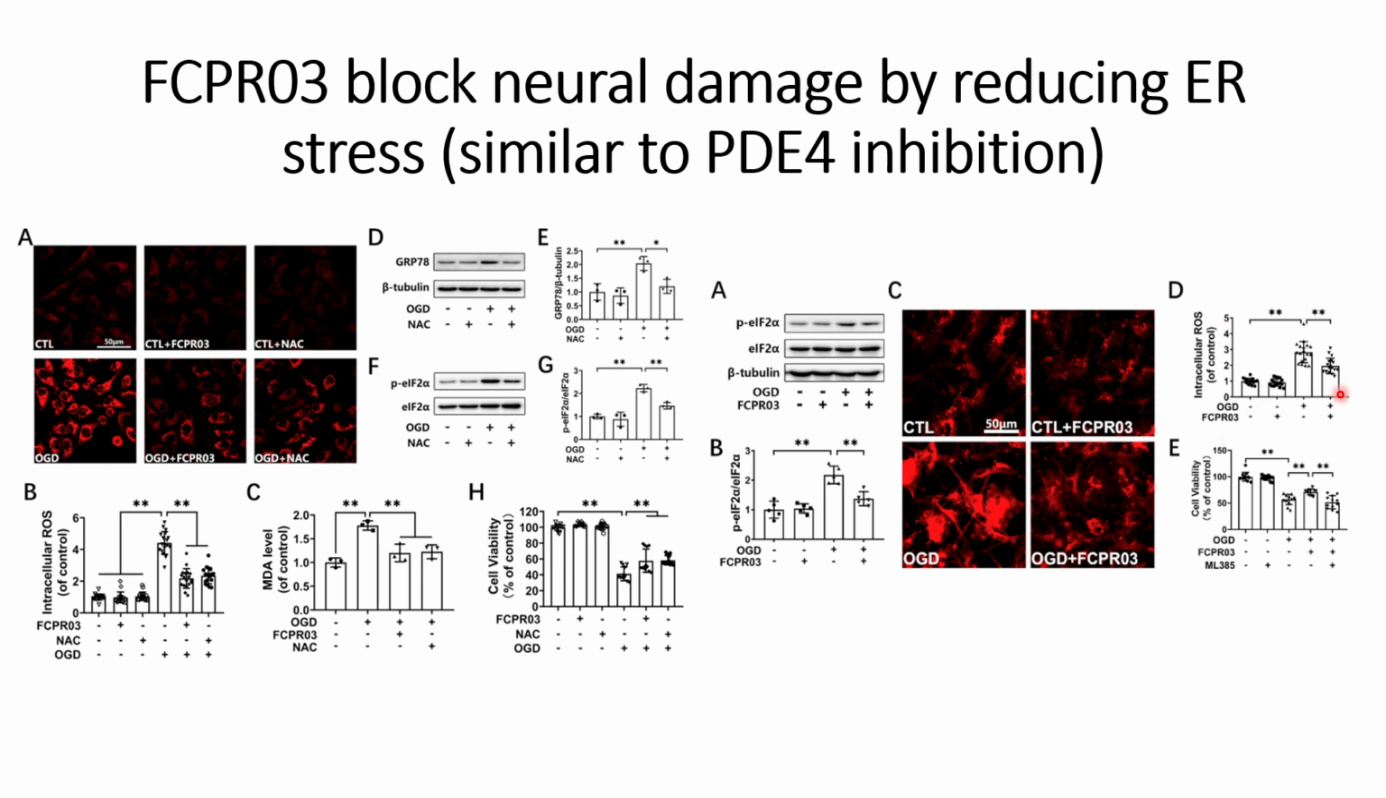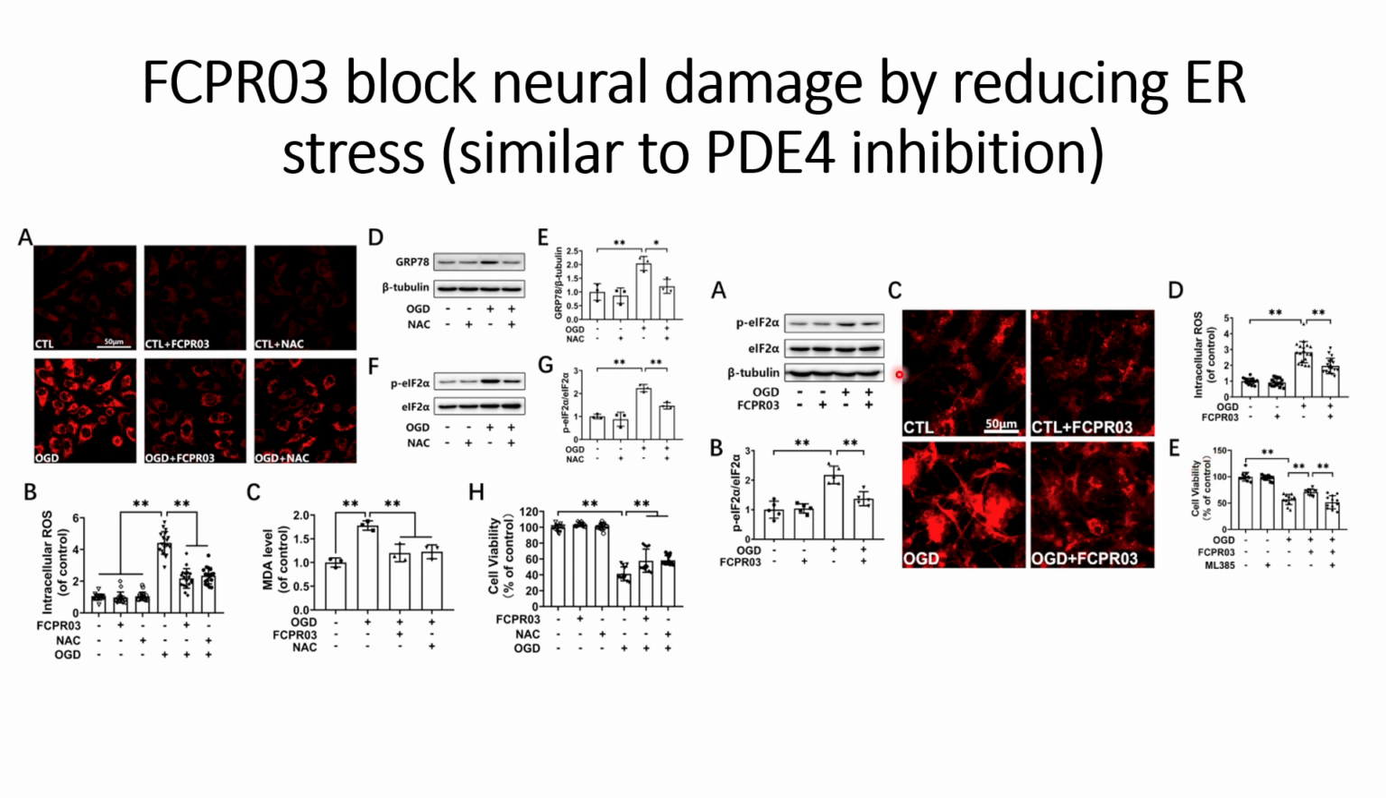Here they have inhibited the NRF2 in this figure, panel E, and we can see that cells that are treated with ML385, which inhibits NRF2, have reduced cell viability compared to the case where cells are not treated with ML385. So this indicates that NRF2 could be the major pathway by which FCPR03 works to inhibit ER stress.